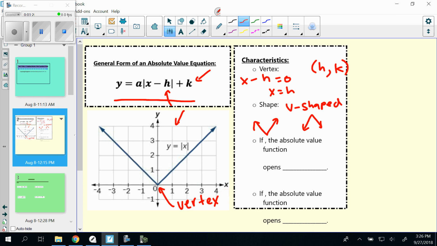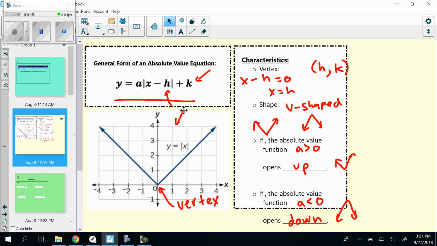If the absolute value function has a, where a is greater than 0, then it's going to open up. If you have a less than 0, then it's going to open down. And what we mean by that is it's going to look like this, whereas this one's going to open up like this.